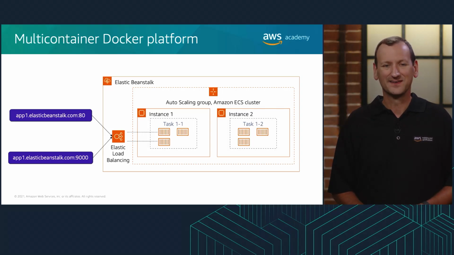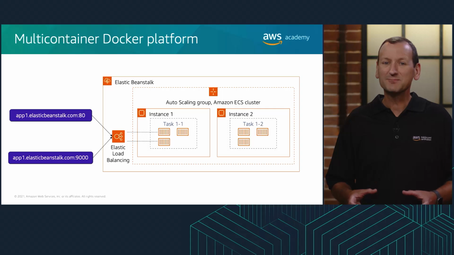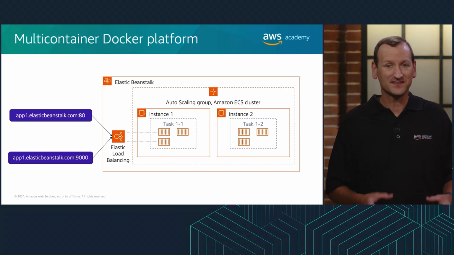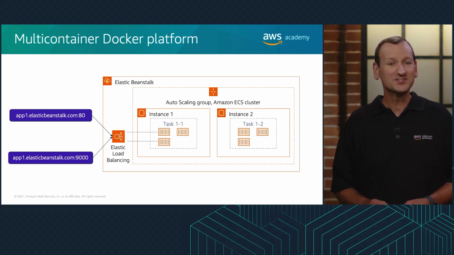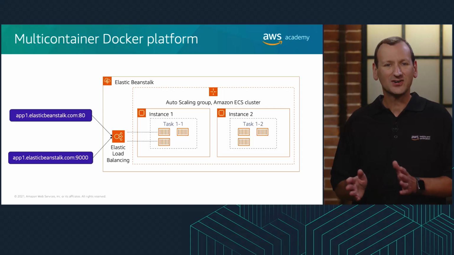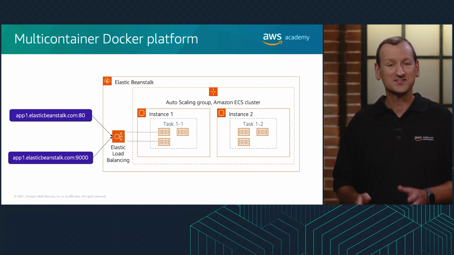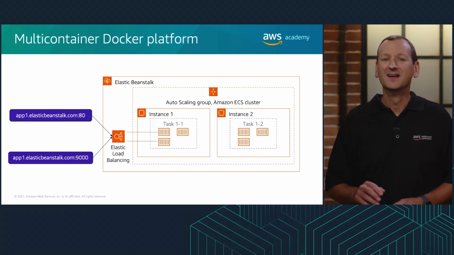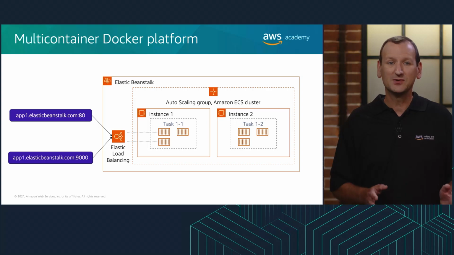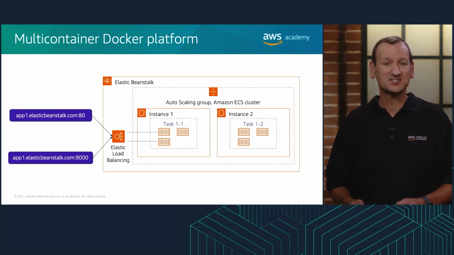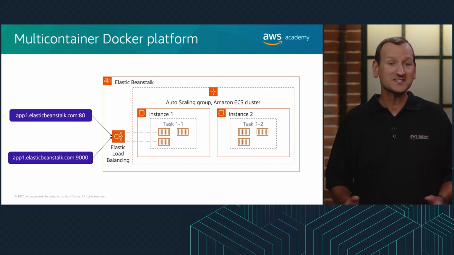Finally, Elastic Beanstalk creates log volumes on the container instance, one for each container, at /var/log/containers/container name. These volumes are named AWS-EB-logs-container name and are provided for containers to mount.